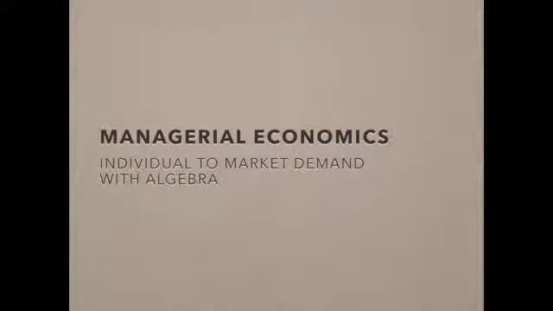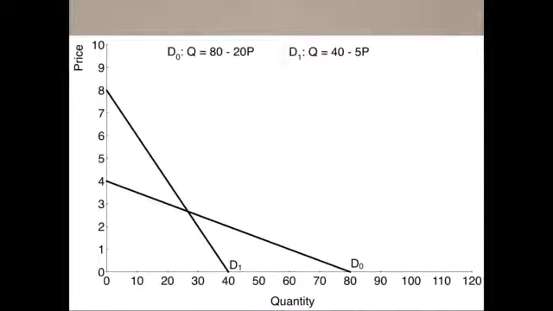And in this particular video lecture, I'm going to be taking a look at individual to market demand and adding some algebra into the mix here. So here I have a very simple market. There's only two individuals in this market, individual 0 and individual 1. So we have their individual demand curves and we have them graphed out here on this particular graph.